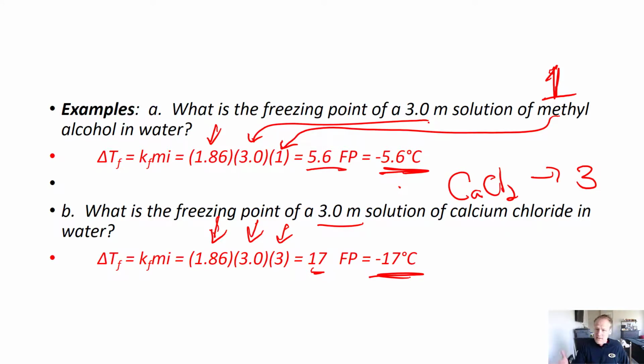The most difficult part of this is just knowing how many particles that solute is going to dissociate into, if any at all. It might just be 1 if it's covalently bonded. But that's pretty much, that's everything.